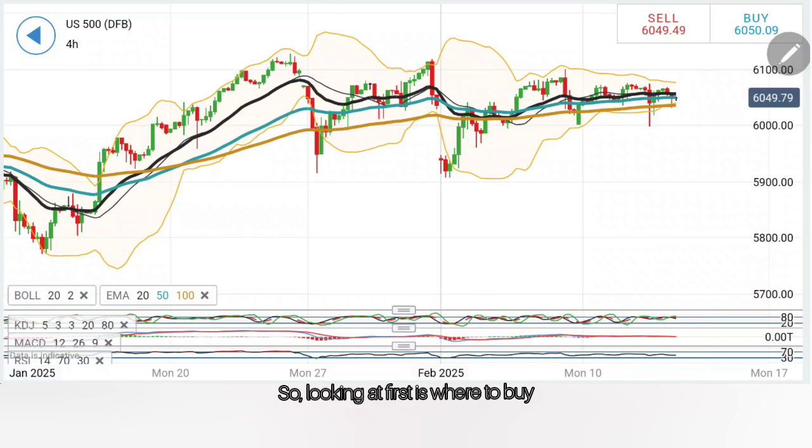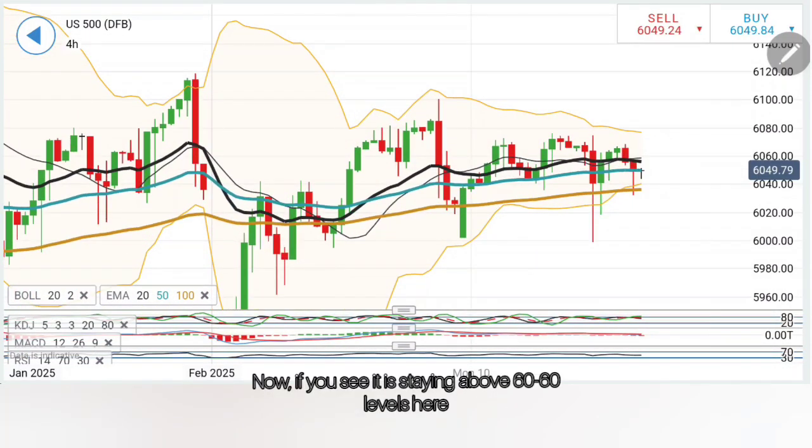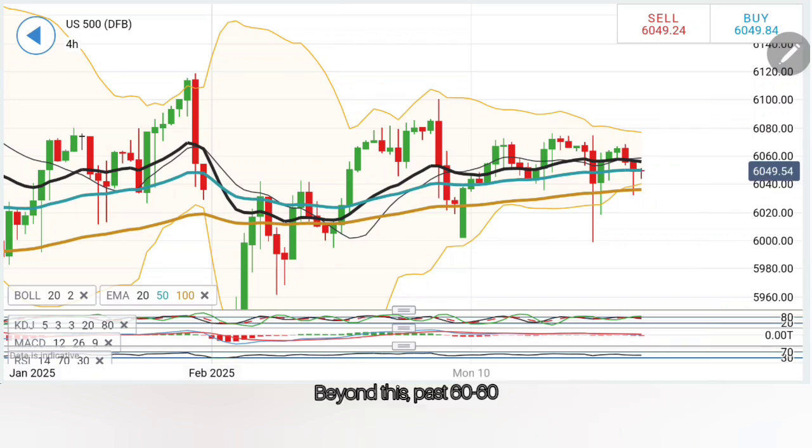Looking first at where to buy, I will only recommend you to buy now if you see it staying above 6060 levels here. Beyond this, past 6060 should be a very good resistance here. Beyond this, the possibility will increase for a move towards 6072, 6074, 6080, and then 6085.